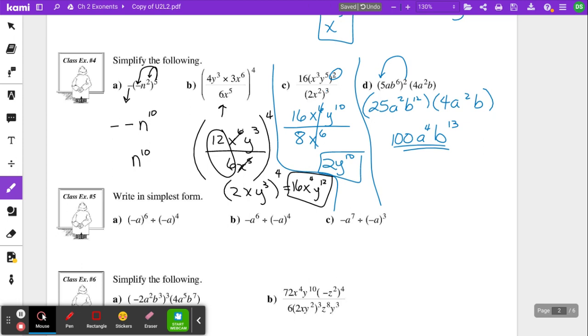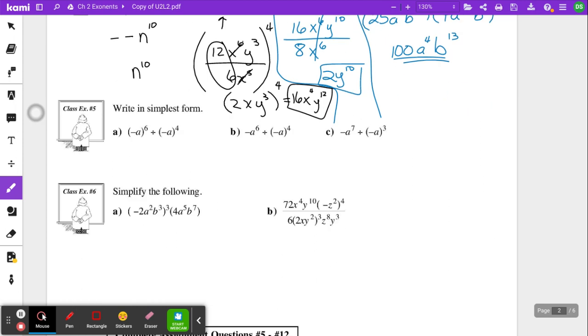Google, Isaiah, how you doing back there? Did you know that was going to be the answer? Okay, next one. Here we go.